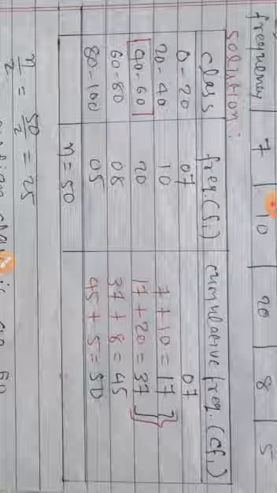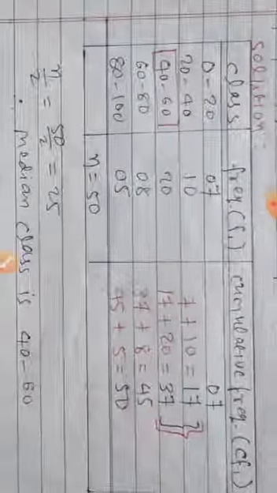How to find cumulative frequency? By adding the next frequency. The first one is written as it is, 7. Then the second frequency added to the first one, so 7 plus 10 is 17. Then add the third frequency to the total of the first two, so 17 plus 20 is 37. Now add the fourth frequency to the sum of the first three, so that is 37 plus 8, 45. Now add the fifth frequency to the sum of the fourth, so that is 45 plus 5. So the total became 50 here.